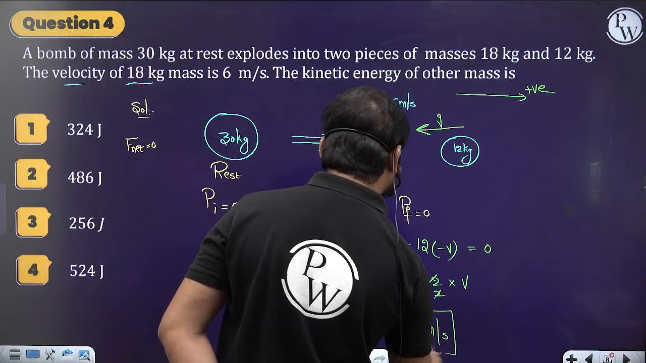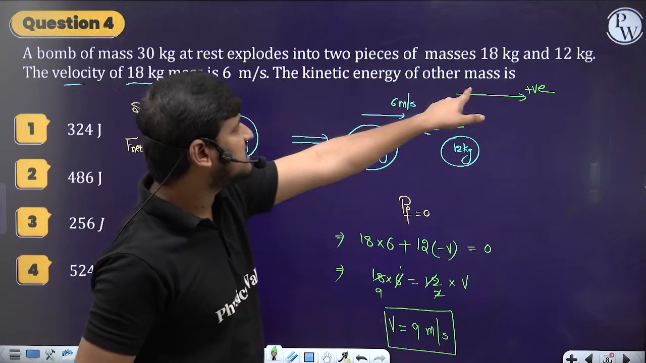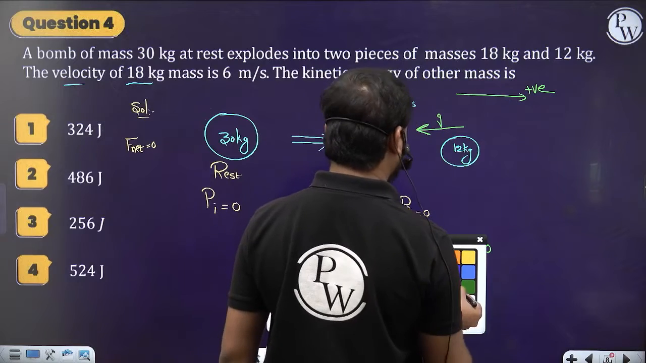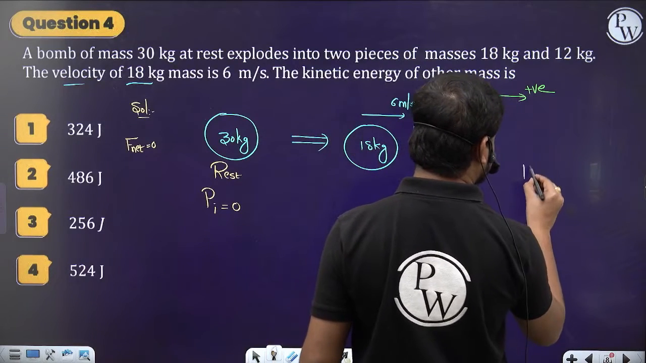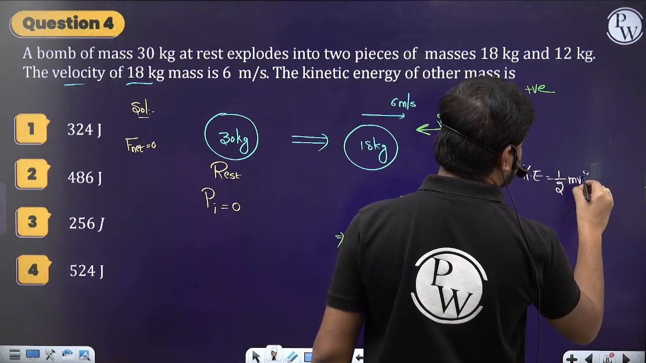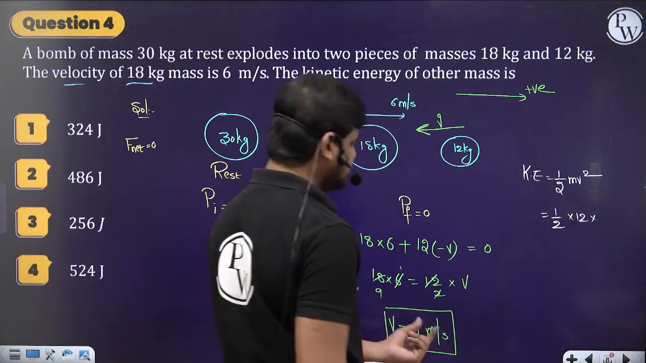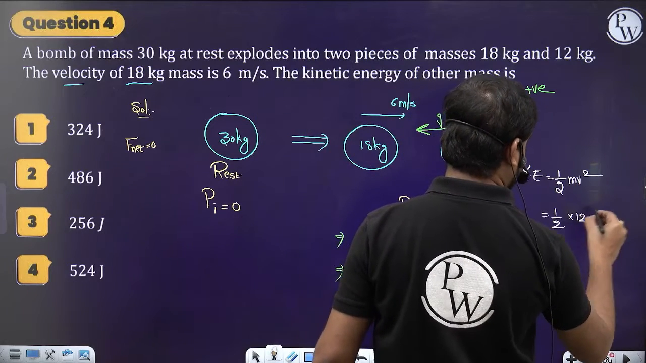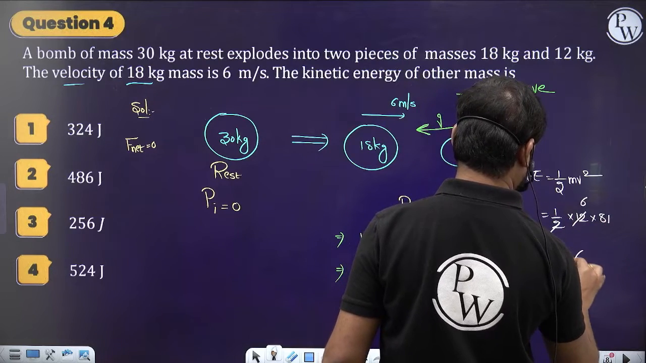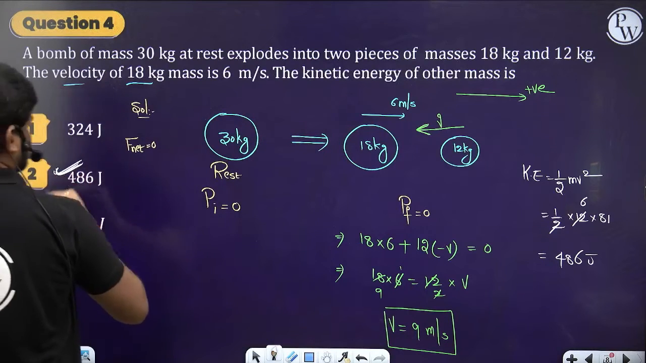So this is the velocity of the second one, but they are not asking for the velocity, they are asking for the kinetic energy of the other mass. So how do you find the kinetic energy? The kinetic energy of the other block is equal to half mv square. Half, mass is 12, velocity squared is 81. So this is 6 times 81, which is 486 joules. So option 2 is the correct one, guys.